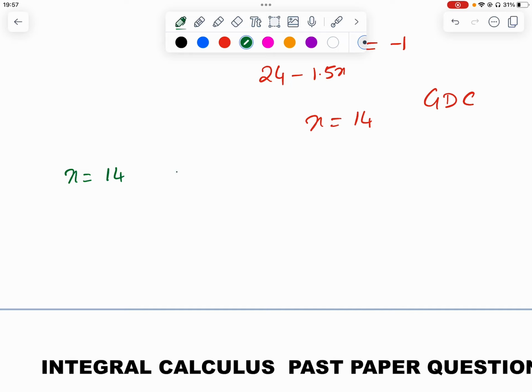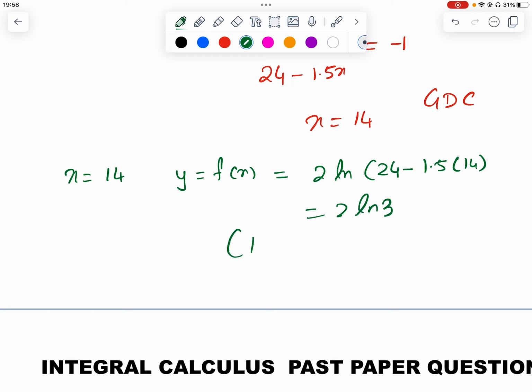So what will you get? In the equation y equals f of x, that is y equals 2 ln of 24 minus 1.5 times 14. Simplify that answer. It is going to be 2 ln 3. So what is the point? 14 comma 2 ln 3 is going to be the answer.